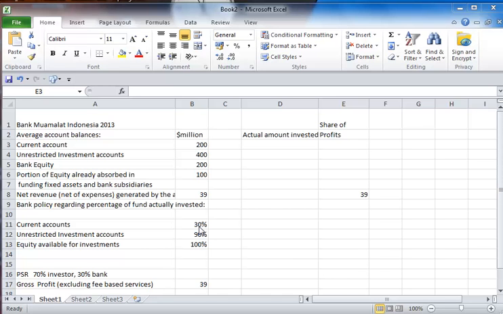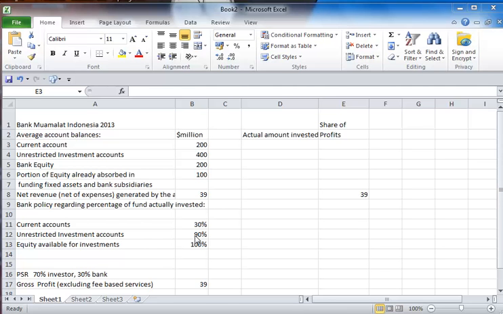For the equity, we take this figure of 200 million and we must minus the 100 million which is already invested in fixed assets, and you multiply this by 100%. You can't invest 100% of the unrestricted investment account, but for equity you minus 100 from 200 and you get 100. So this is the amount actually invested.